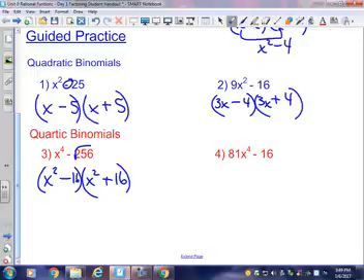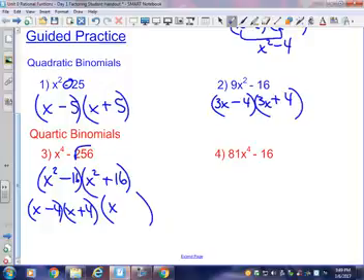But when I look at this quartic, now that it's factored, it's got squares still in it, and it still looks like I could do it again. So I do it again. x times x makes x squared. 4 times 4 makes 16. Negative times positive makes negative 16.